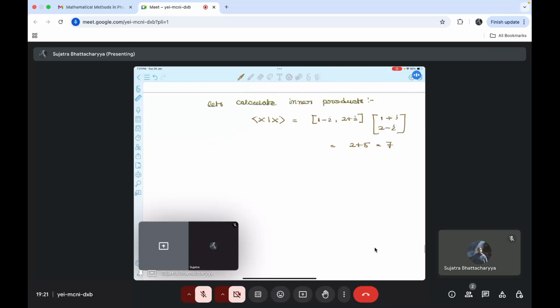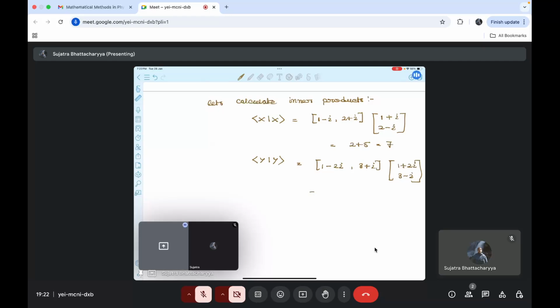Right, fine. Now next is y with y. This will be 1 minus 2i and 3 plus i, and this will be 1 plus 2i and 3 minus i. So it will be just a plus ib times a minus ib, that is a squared plus b squared. So it will be 5 plus 10, that is 15.